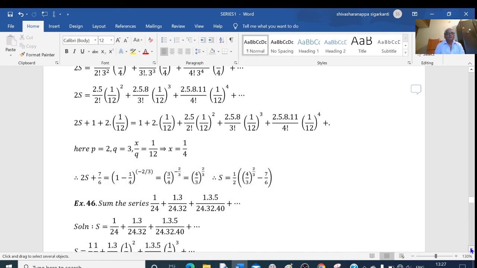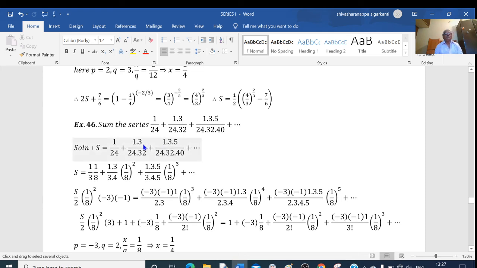Next example, sum the series 1 by 24 plus 1 into 3 by 24 into 32 plus 1 into 3 into 5 by 24 into 32 into 40. Now, see, these are the terms 24, 32 and 40. What is the greatest common divisor? I think 8 is the greatest common divisor. 8 divides 24, 8 divides 32 and 8 divides 40.